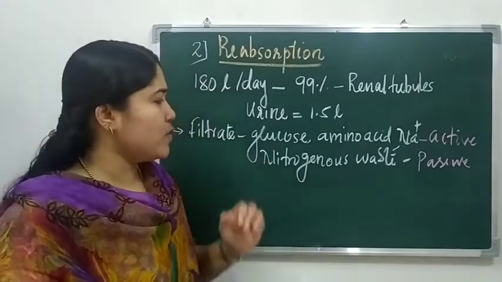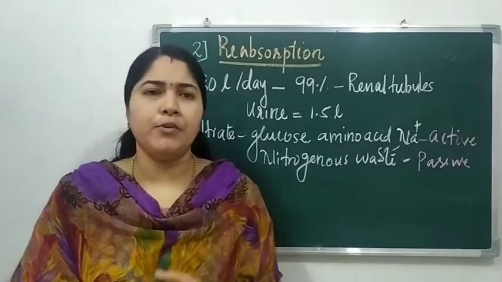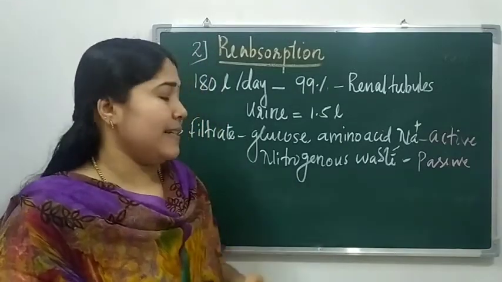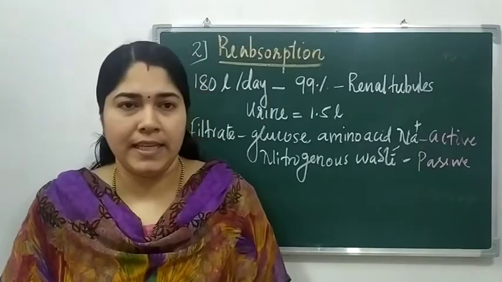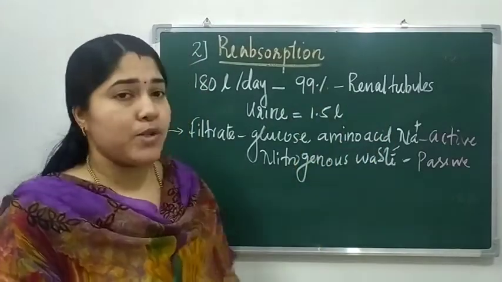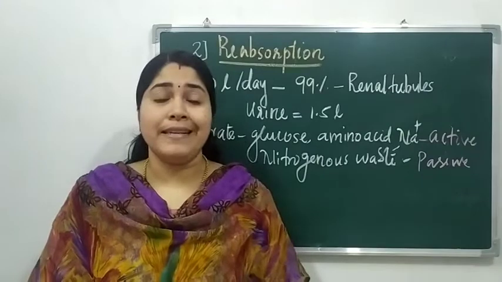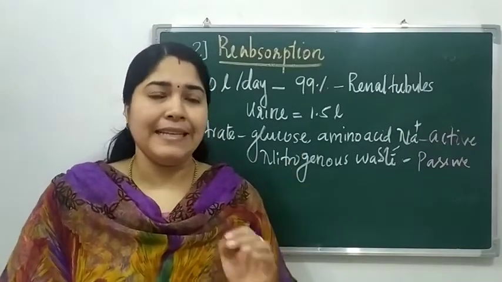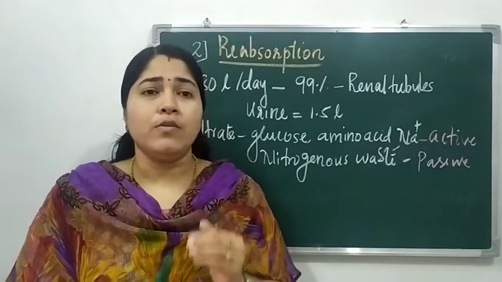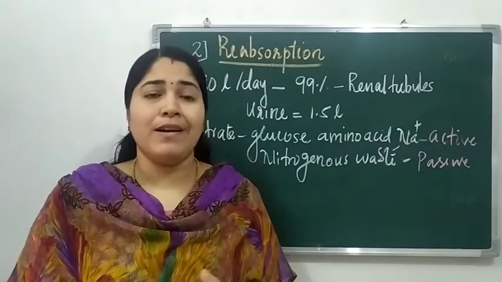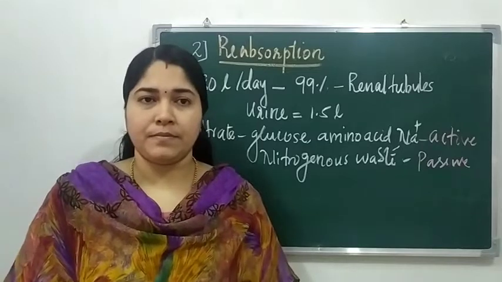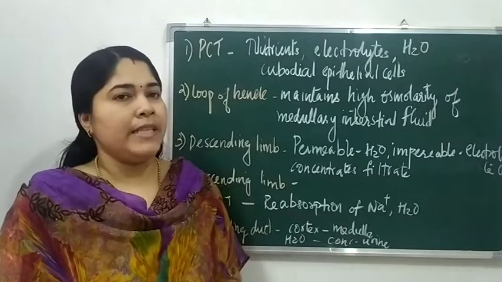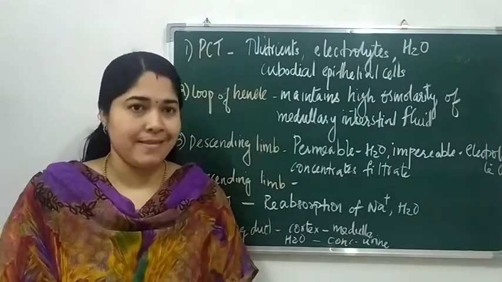Whereas, the nitrogenous waste, in case of we human beings, is urea. So urea etc. are absorbed passively. This is how the reabsorption is taking place, and now we have to see in which parts, that is, PCT, DCT, collecting tubule, and Henle's loop, how much is absorbed and what is secreted. As I told you, we will see the process called reabsorption in urine formation.